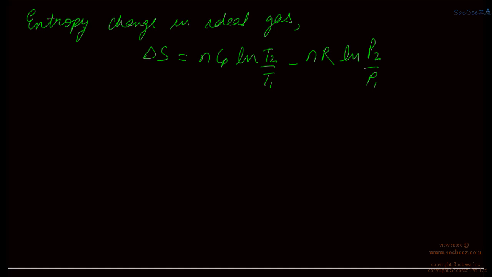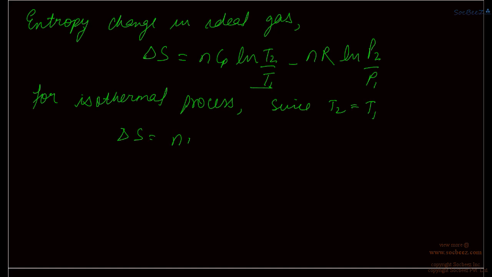Now for an isothermal process, since T2 equals T1, this quantity will be 0. ln T2 upon T1 will be 0 because log 1 is always 0.